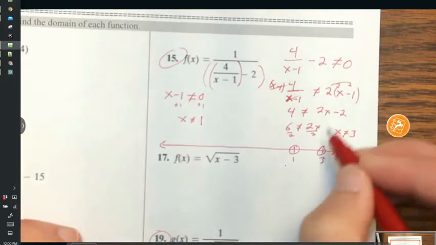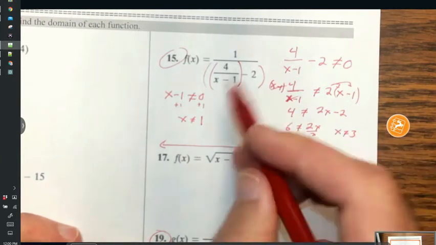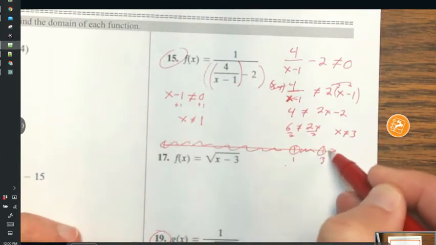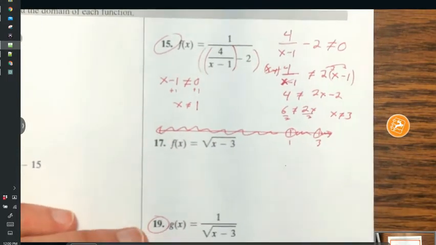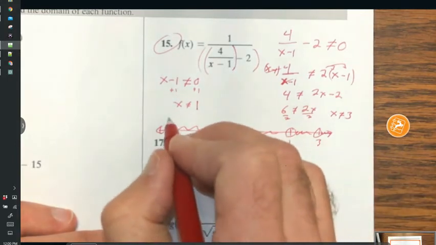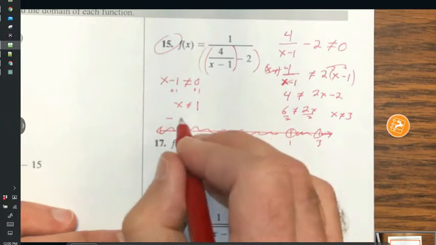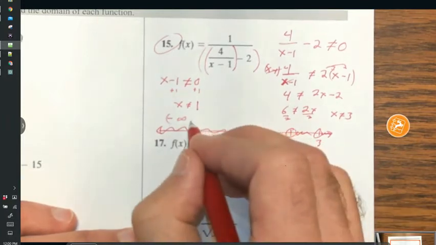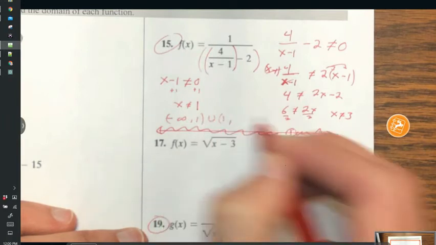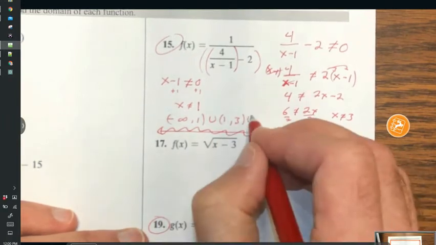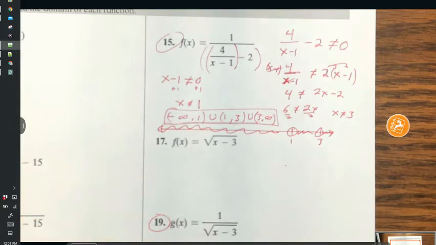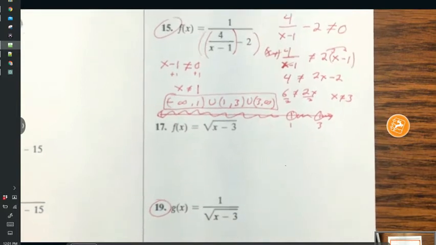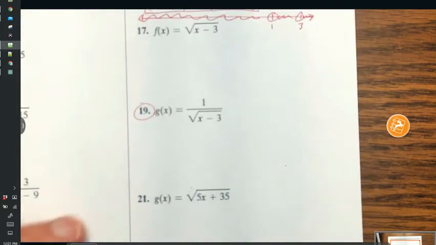All right, you got your two fractions. You got your two values that would make both those denominators 0. Everything else counts in the domain. What we mean by that is plug in any other number, it'll work. You won't get any problems, any errors. And you just need to take that number line and write it in interval notation. So we would say negative infinity up to 1, kick the 1 out. 1 to 3 is okay. And then 3 to infinity is okay. Okay. Let's go to 19 really fast.